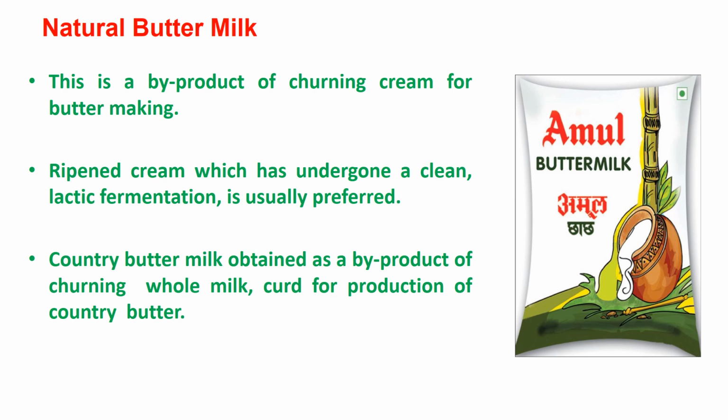But at the home level, there is a natural buttermilk prepared at country level, called country buttermilk, which is also obtained as a byproduct of churning whole milk or curd for production of country butter. At the home level, many times they make butter from the fermented milk or curd. At that time we get buttermilk, which is also a byproduct of butter at the home level. So these are the natural buttermilk.